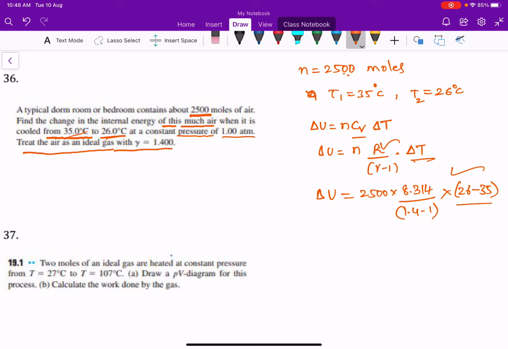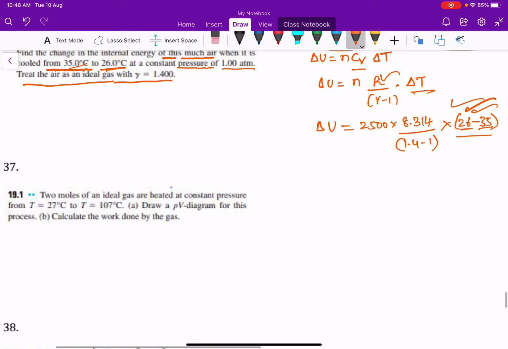So you may have the doubt, why did you directly subtract 35 from 26? You can also convert T1 into Kelvins and T2 also into Kelvins. The difference will be the same, so I did 26 minus 35 directly. By doing this also you will get the same value, because we are adding the same 273 to both the T1 and T2 values. So there is no change by doing it directly. The change in temperature will remain the same, but the absolute temperature will change. So be careful while doing this. By solving this, you will get the answer for the change in internal energy of this question.